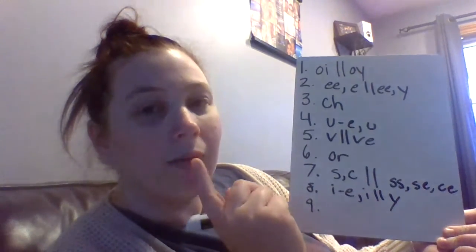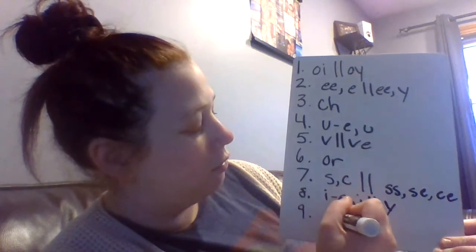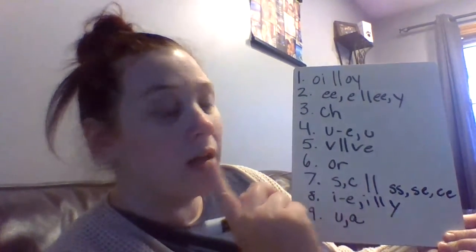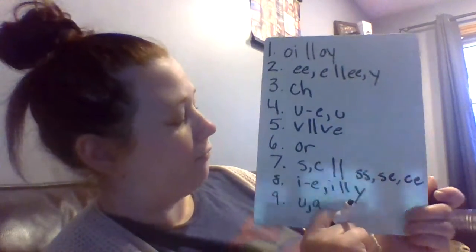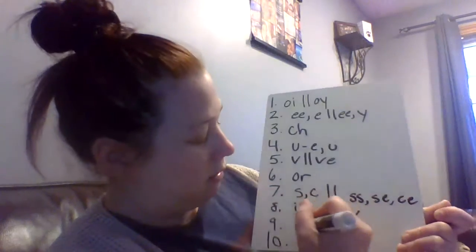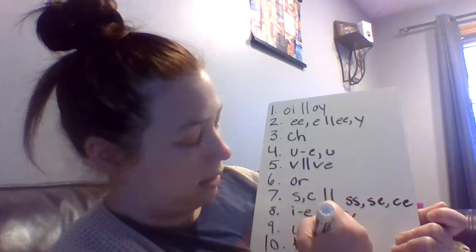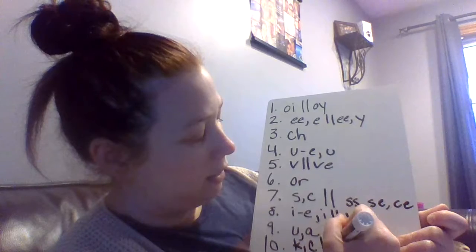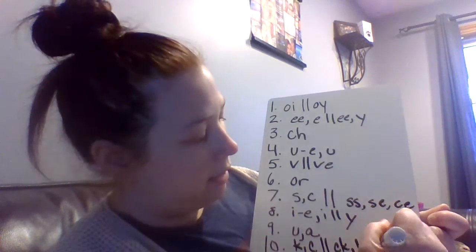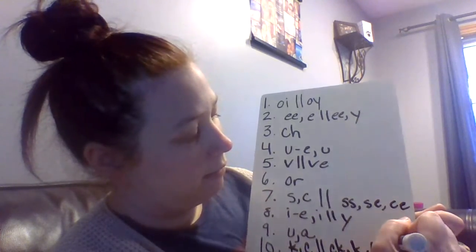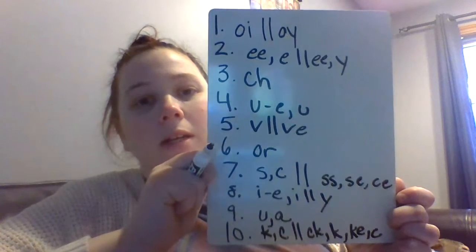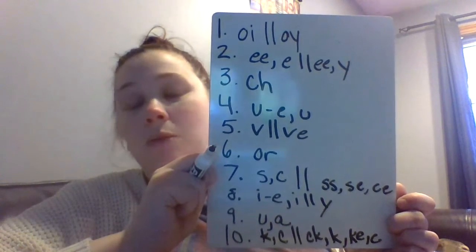Number 9, we have U. So that's U, comma, A. Remember when we make that schwa, A, it makes the sound, like in again. And last, number 10, we have K. So that's K, comma, C, or as a final sound, CK, K, K-E, and C. That's the last one. All right, make sure that you have these written down. Pause it if you need to before I move on.